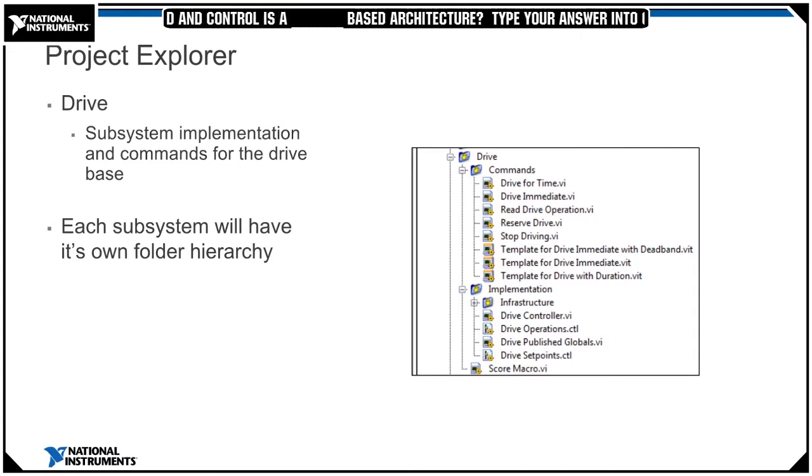So looking at the Project Explorer, we're going to look at what your typical subsystem folder looks like. We're looking at the drive subsystem, and this is what comes in the default project in the example. As soon as you open this up, this is what you're going to see. In the drive folder, you're going to have two more folders: commands and implementation. This is where those specific commands will live related to the drive subsystem. This is kind of a custom replacement for the WPI-lib robot drive VIs. What we're building up here is our own customized robot library of VIs.